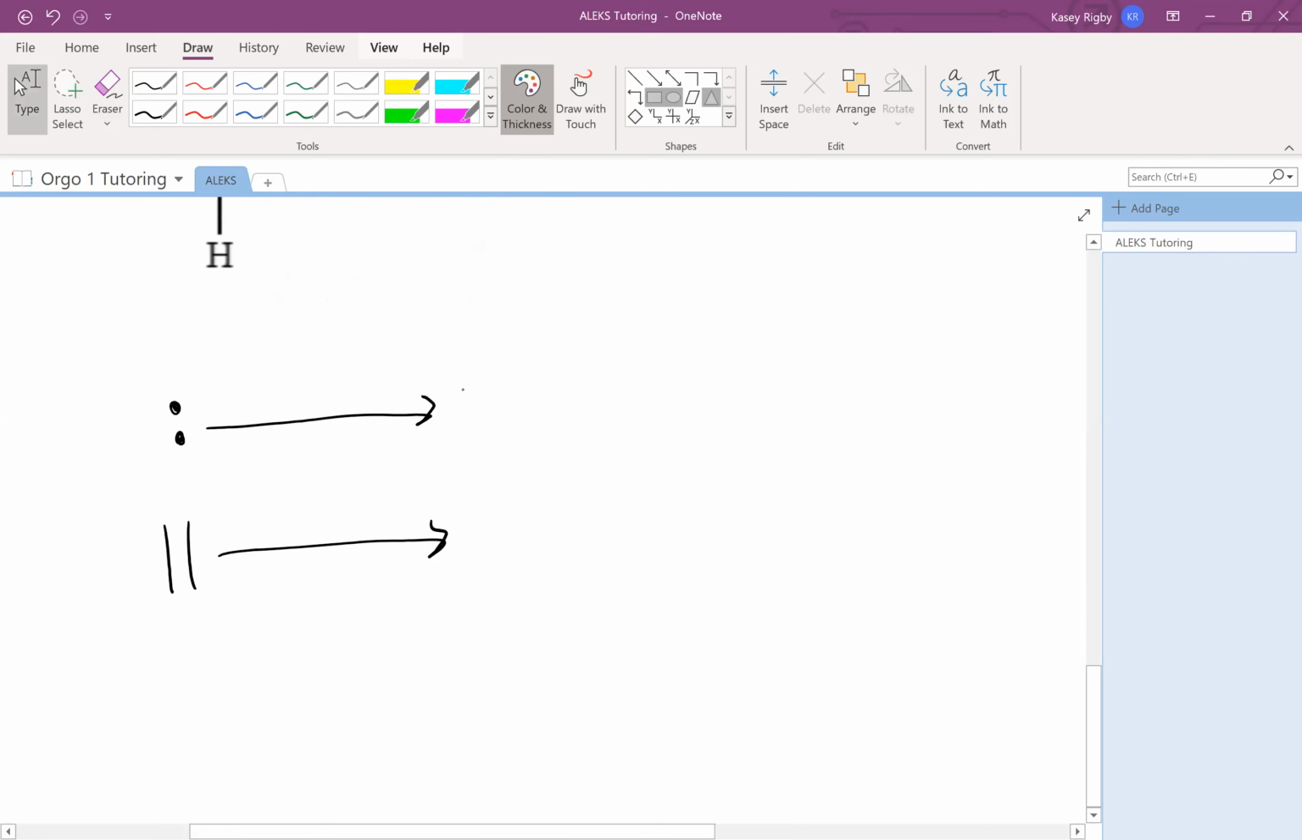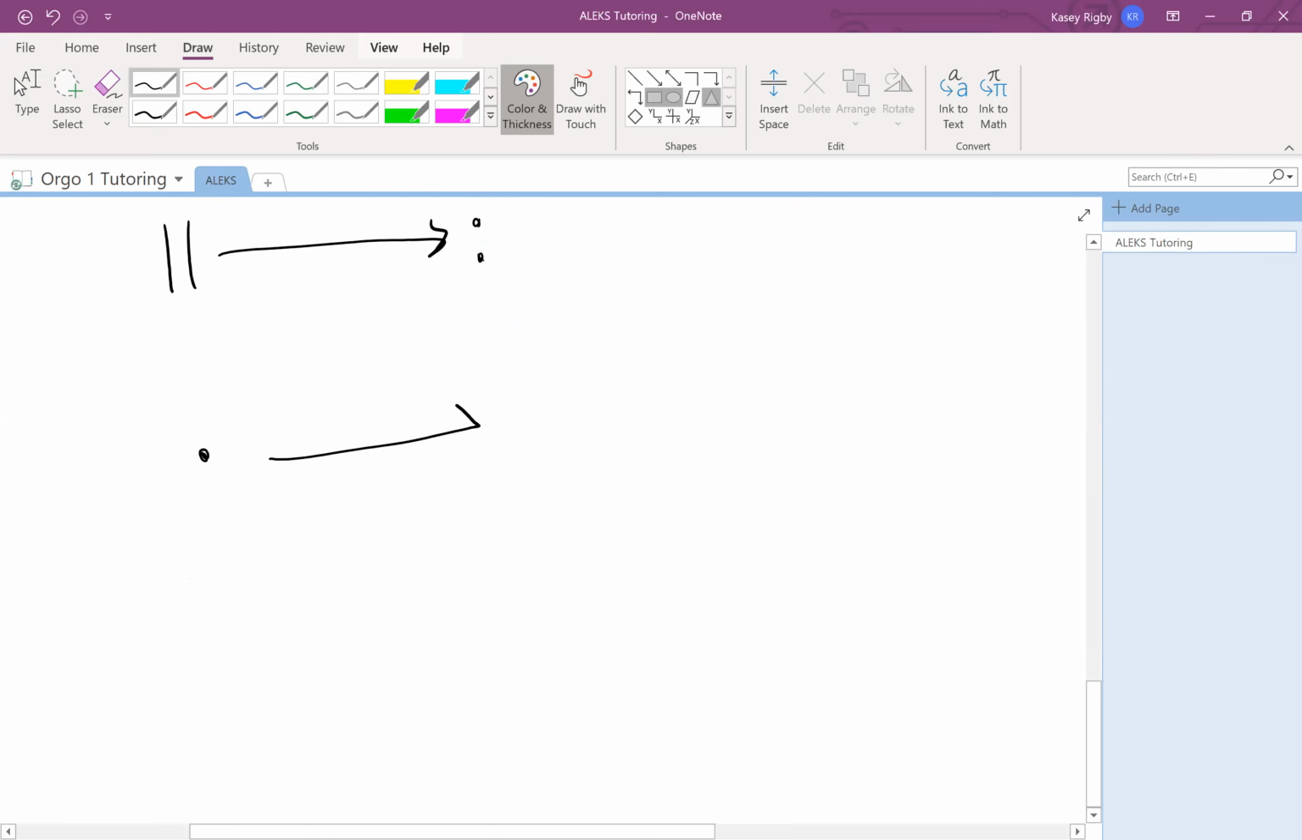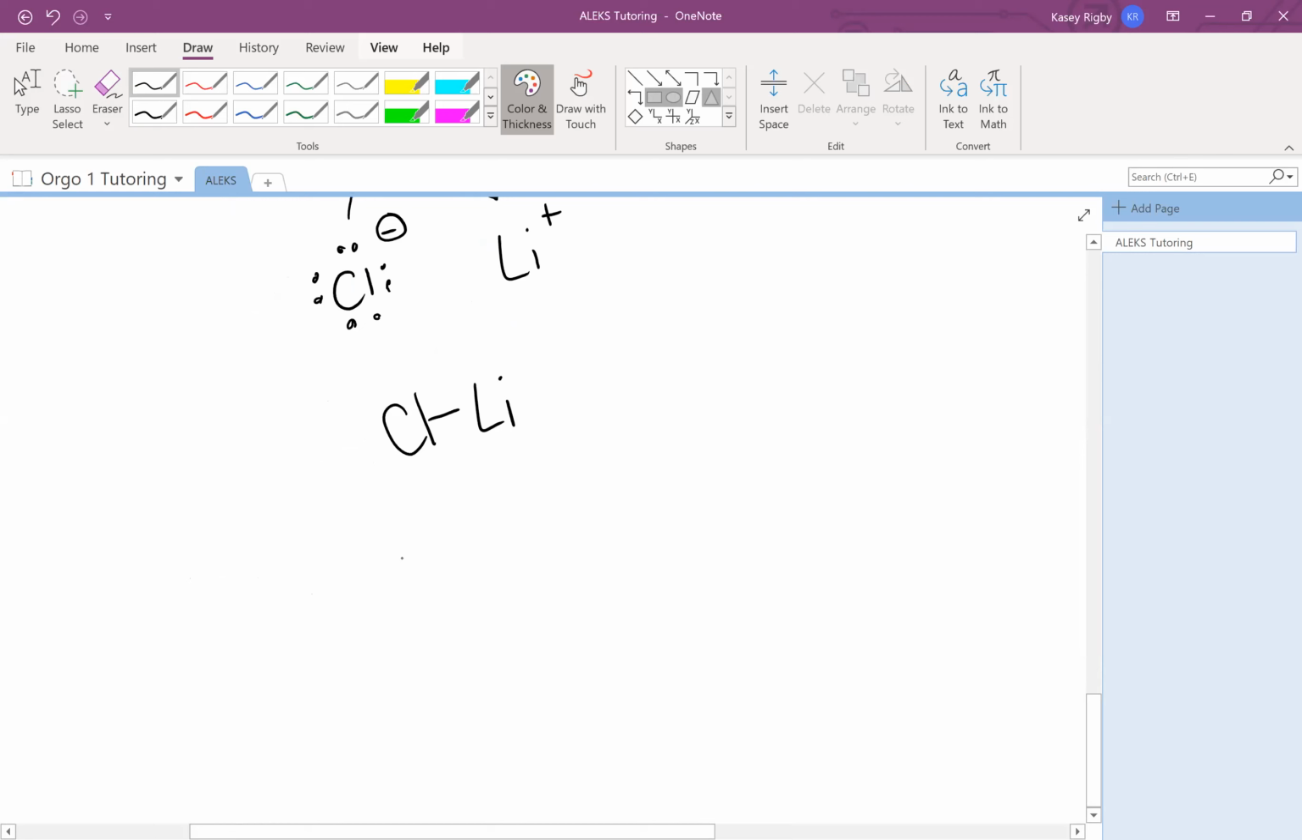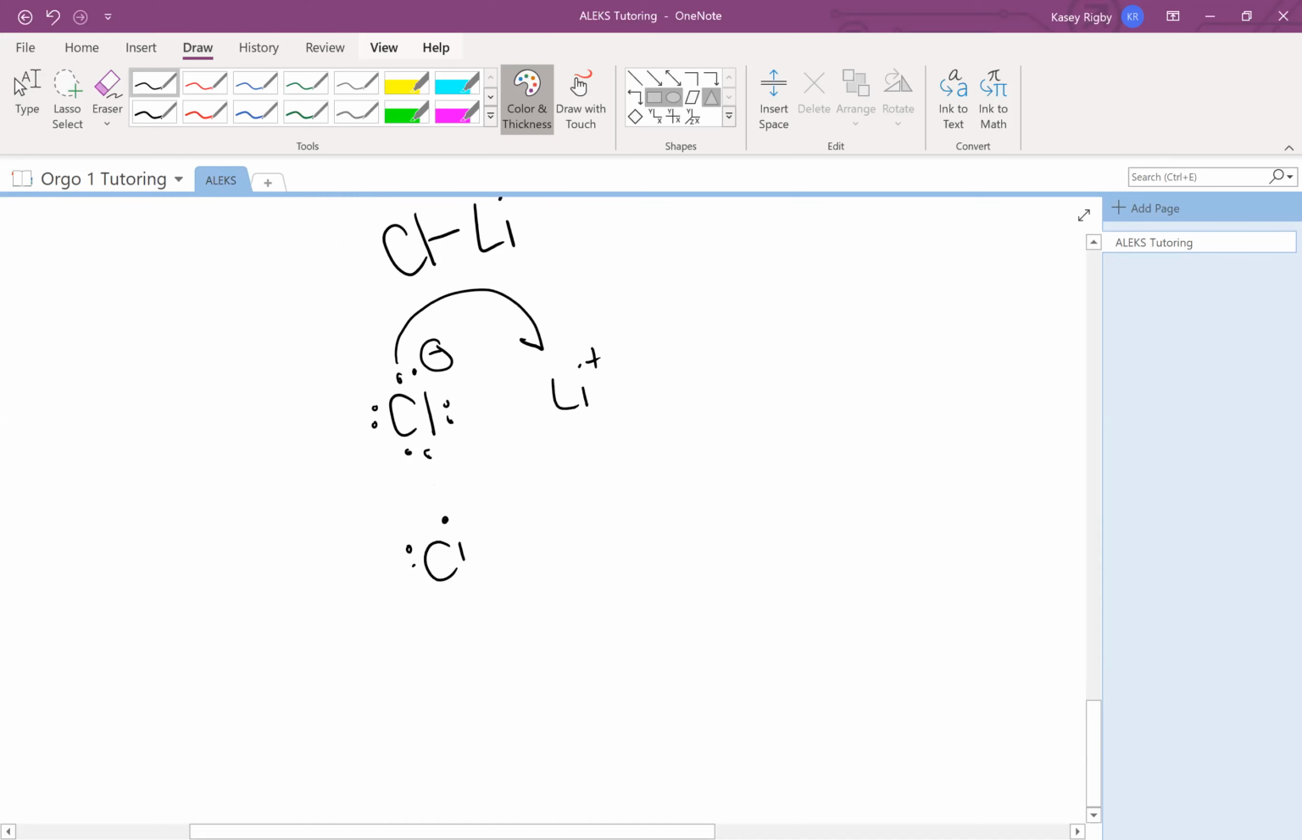Double-headed arrows mean the movement of a full pair of electrons, okay? Single-headed arrows mean the movement of a single electron, okay? So if I drew something like Cl with a bunch of extra electrons, this would be Cl negative, and then we had, I don't know, lithium plus, and I drew a double-headed arrow, then I would have a full Cl-Li bond because a full pair of electrons moved. However, if I just drew a single-headed arrow, then only one of those electrons would move, and we would end up with two radicals.